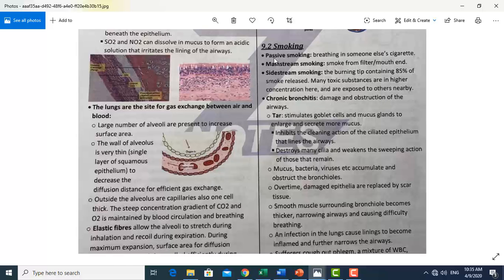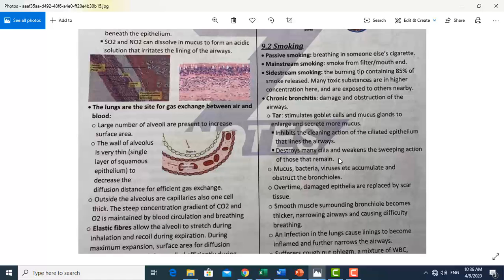Tar, which is one of the components of the cigarette, stimulates the goblet cells and mucous glands to enlarge and secrete more mucus. You will find that smokers tend to have a runny nose more than usual. Why? Because the tar inside the cigarette stimulates the goblet cells to secrete more mucus, and also inhibits the cleaning action of the ciliated epithelium and destroys many cilia. When it destroys and weakens the sweeping action, that means your air is no longer being filtered.